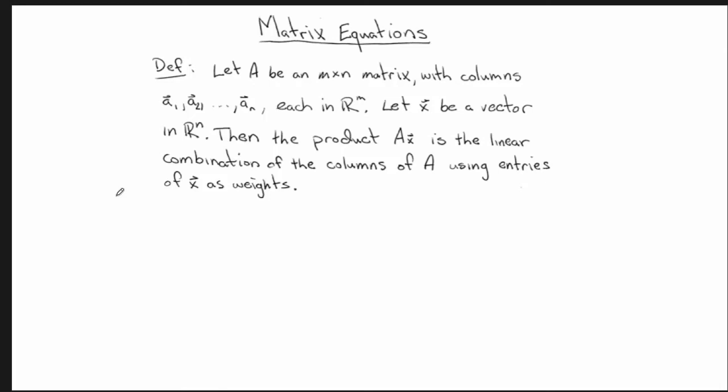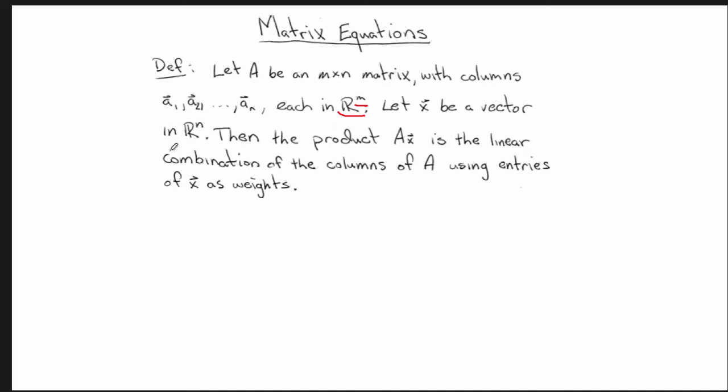Okay, so right now we're going to talk about matrix equations. We talked about this in class a little bit, but just to get more formal. If A is an m by n matrix with columns A1, A2, and so on up to An, each of them are in Rm. If we think about it, the rows are the dimension of each column vector.